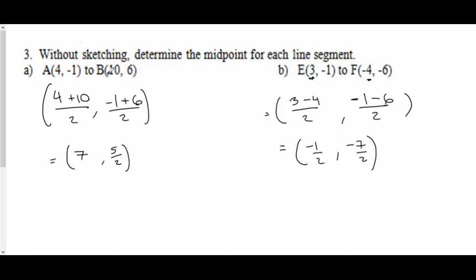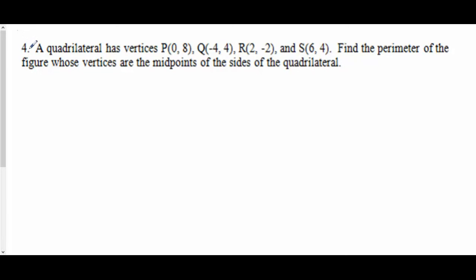Okay, let's look at a slightly more challenging one here. This question has quite a bit to do, and so you can see there's a lot of room on your page for this question. We have a quadrilateral, meaning a shape with 4 sides, that has these 4 vertices, and we want to find the perimeter of the figure whose vertices are the midpoints of the sides of the quadrilateral. So let's say we have some sort of quadrilateral, a shape with 4 sides. It has those vertices, P, Q, R, and S, but what we are more interested in is these midpoints.